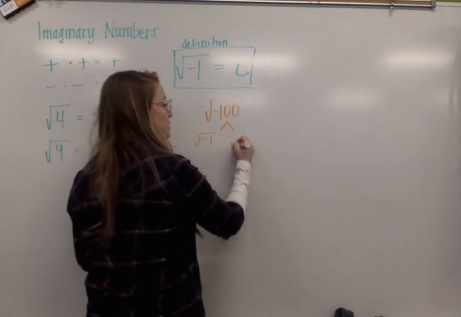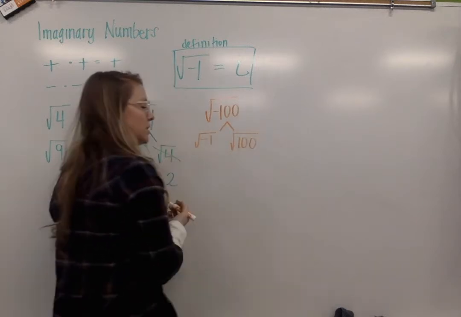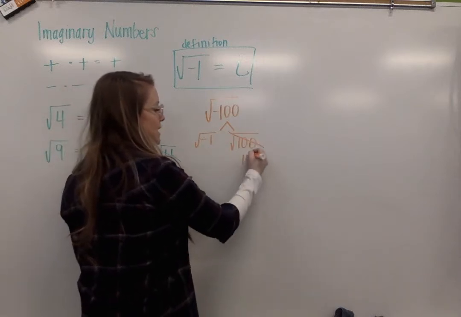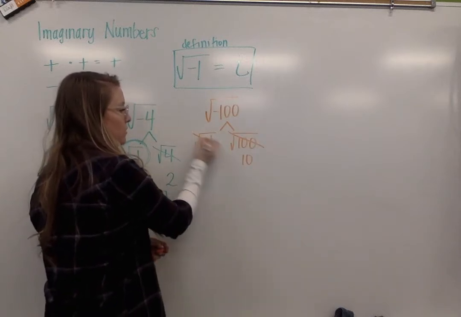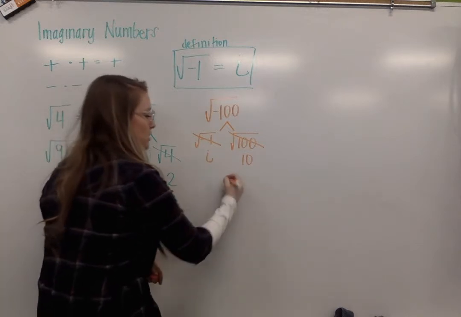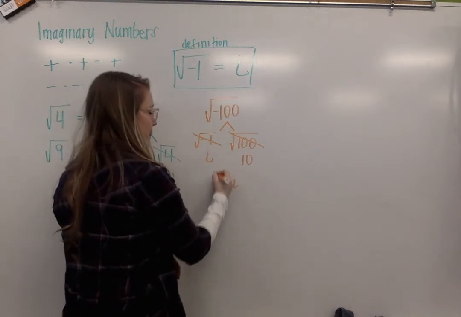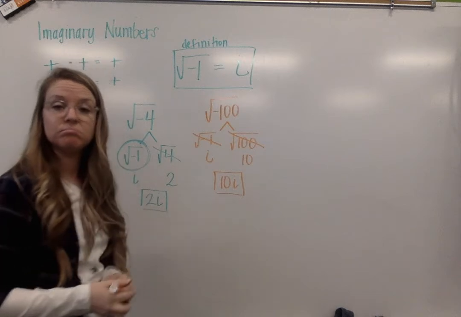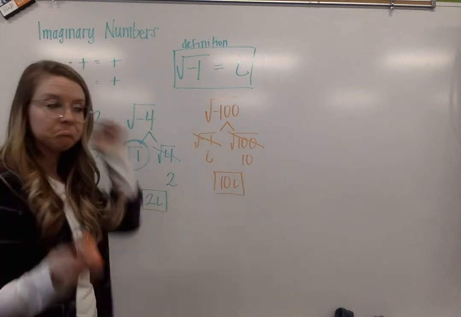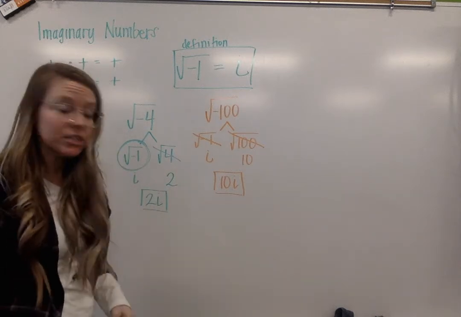So, if we had the square root of negative 100, I can still split this into the square root of negative 1 times the square root of 100. Square root of 100 is 10. The square root of negative 1 is i. So our answer is 10i. Nice. Okay, that's really all there is to it.